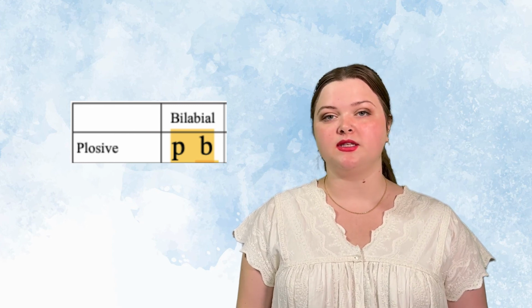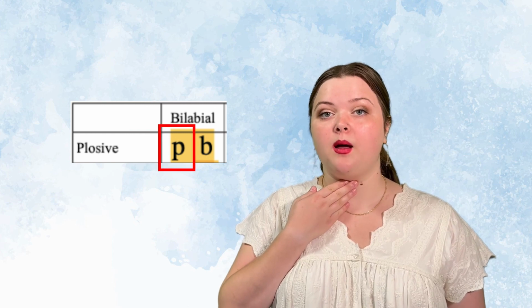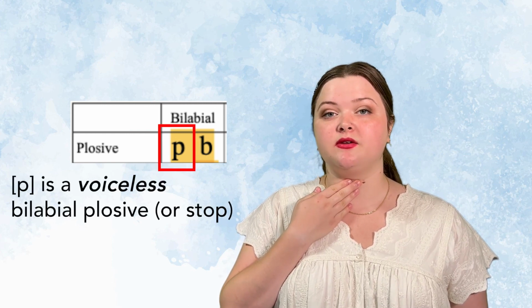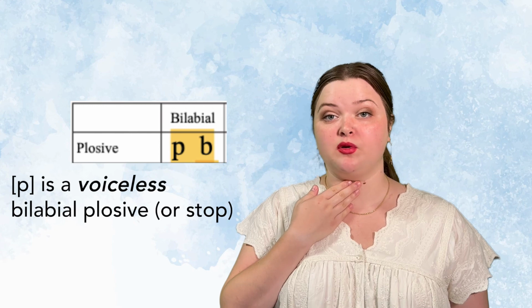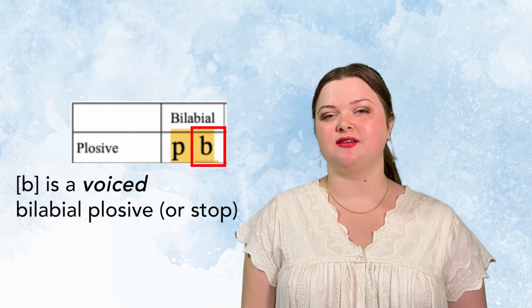P, b. The only difference is the voicing. If you put your hand on your throat and pronounce the sound p, p, p, you'll notice that there is no vibration. If you produce the sound b, b, b, you should feel a vibration. That is the difference in voicing.